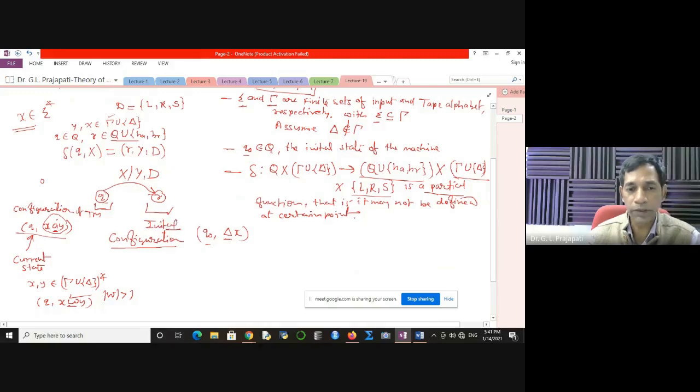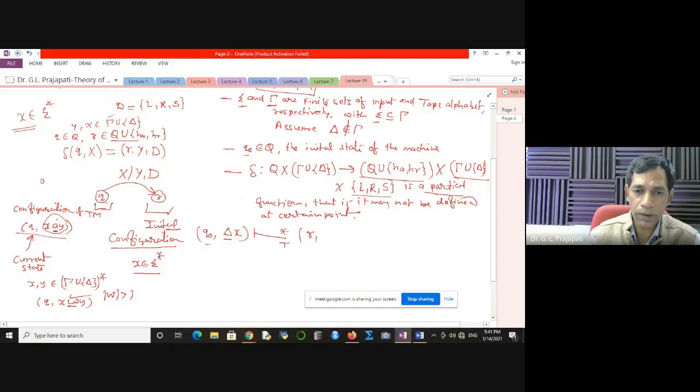Why is it initial? Because your machine starts with q0 and you are given the input x, and x belongs to sigma star. When your current state is q0 and your head is scanning the blank symbol at square 0, this is the initial configuration. Your machine starts with this initial configuration, and by making a sequence of moves it can go to some different configuration.